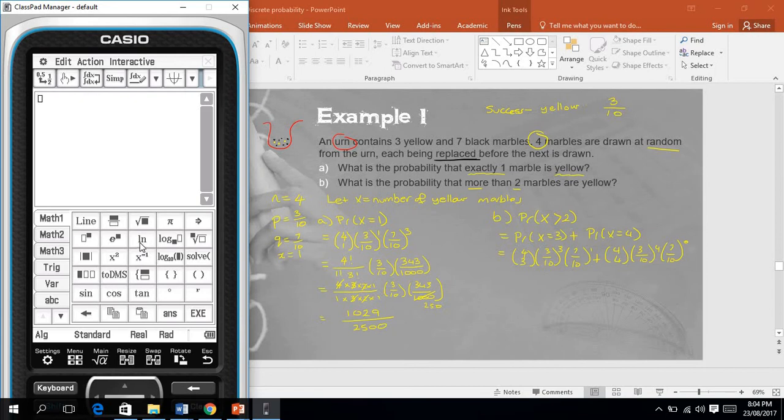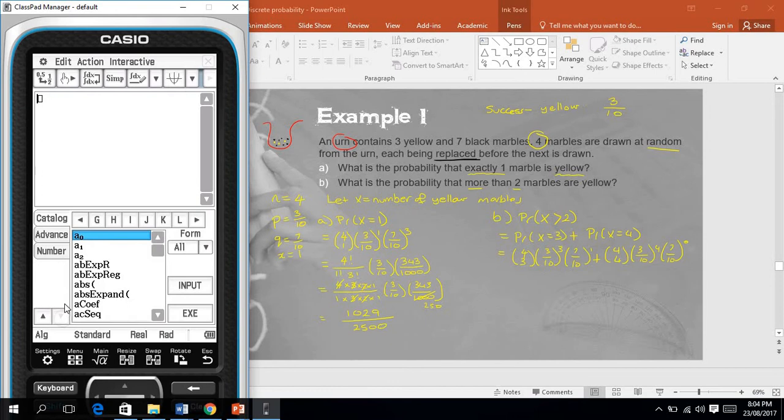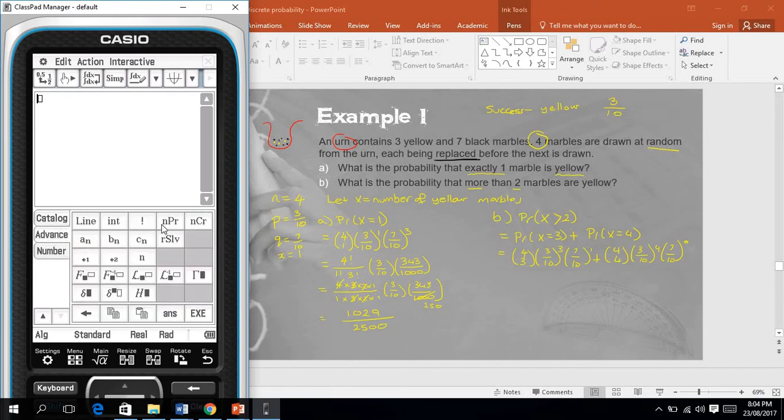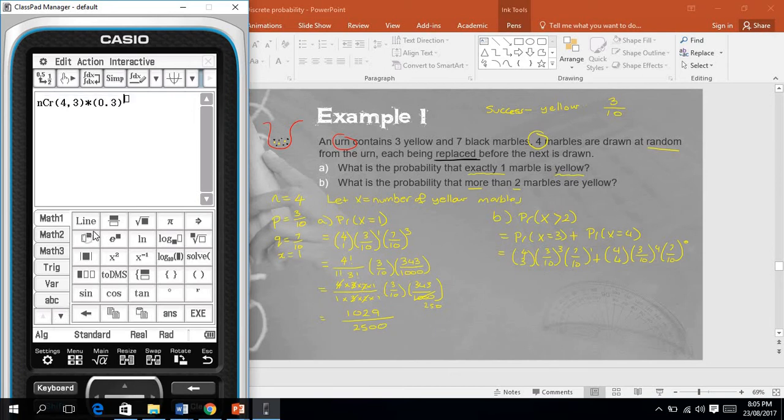So if we're in our calculator, remember in order to do nCr, we need to go to the advanced section here, and here it is. We want to have 4 choose 3, and we are going to multiply that by 3 over 10, which is the same as 0.3, and we're going to do that to the power of 3 multiplied by 7 over 10, or 0.7.